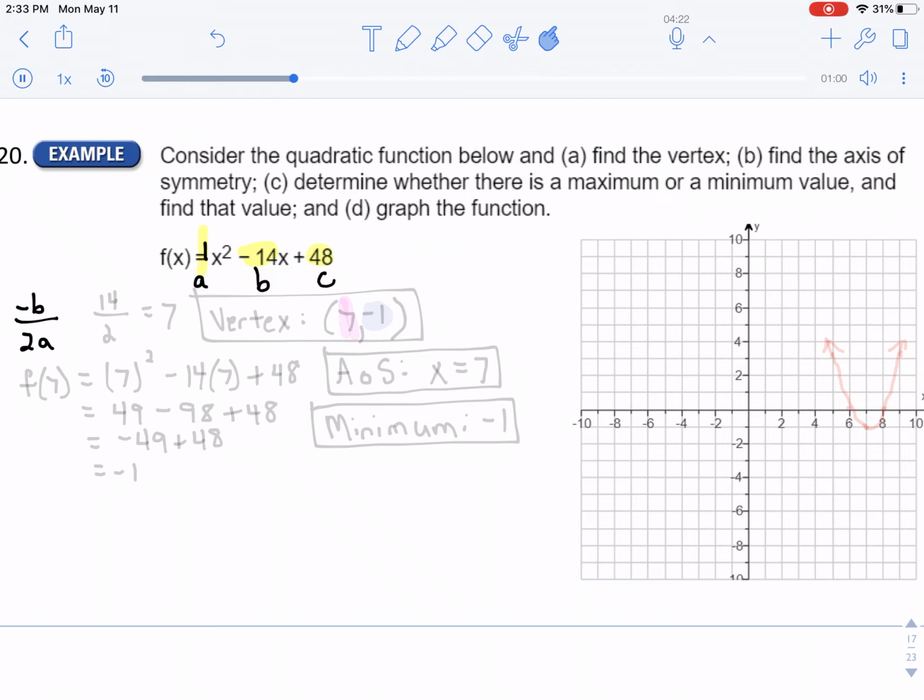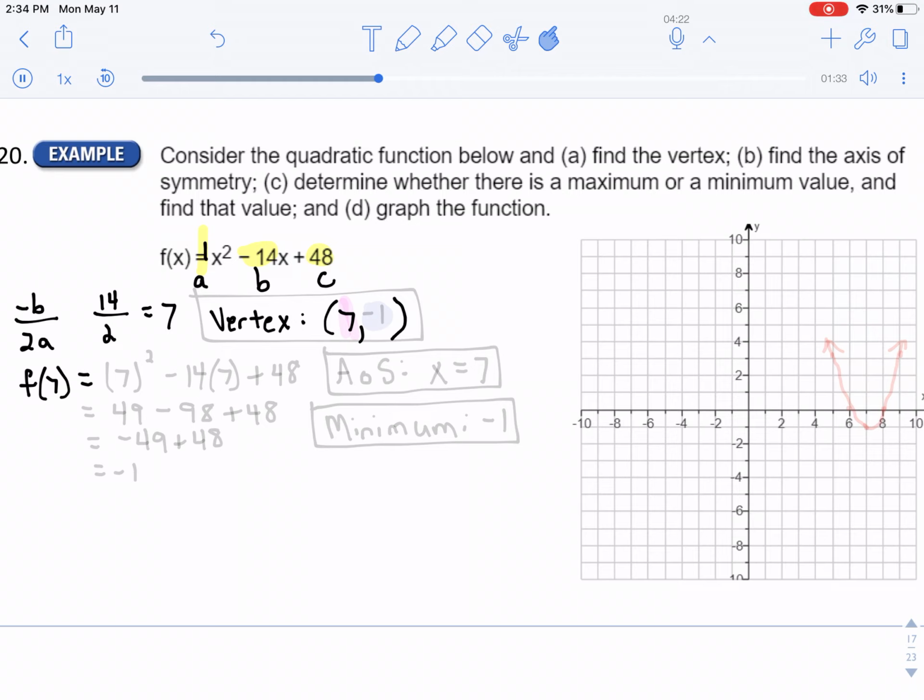All right, so here we go. Negative b, so the opposite of a negative 14, which is 14, over 2 times a, 2 times 1 is 2, and 14 over 2 is 7. So for our vertex, what this gives us is the x-coordinate of our vertex. Now that's not the vertex because the vertex is an ordered pair with an x and a y coordinate. So to find the y-coordinate, we find f of 7. So we plug a 7 in for x.